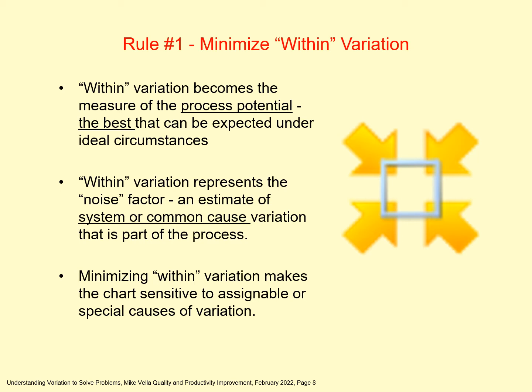So rule 1, minimize that within variation. Within variation becomes a measure of the process potential. It's really the best that the process can run. So we want to understand that. The within variation represents that noise factor, that unexplained variability. It's an estimate of the system or common cause variation that's part of the process. Minimizing that within variation makes the chart sensitive to assignable or special cause variation so that you can see when a special cause variation exists.